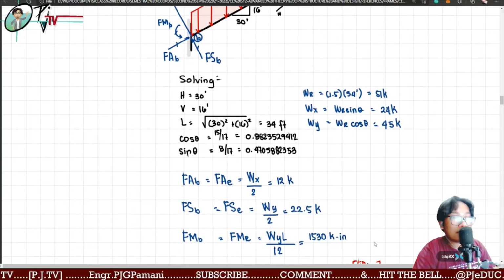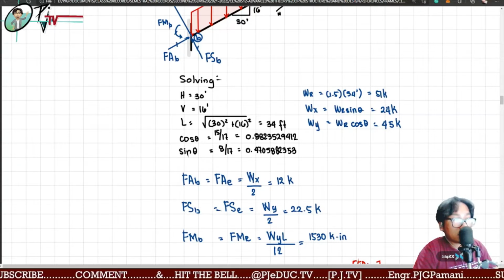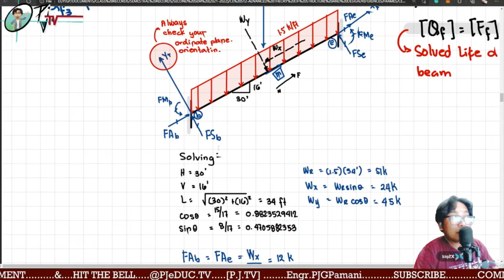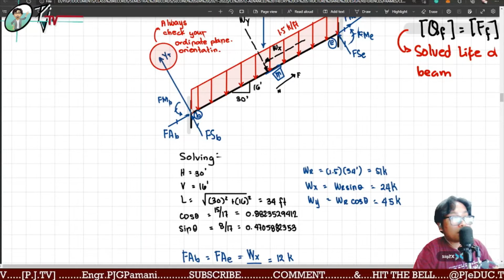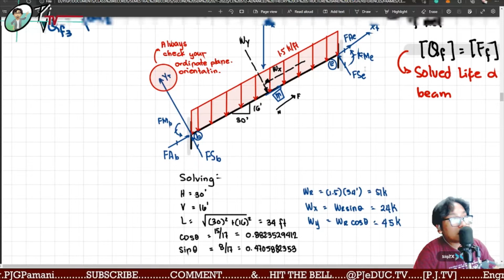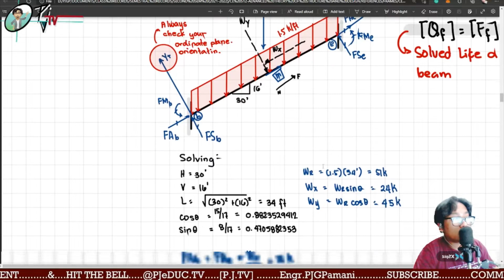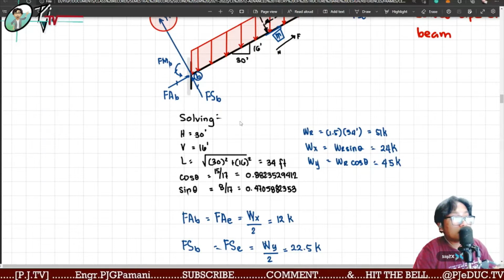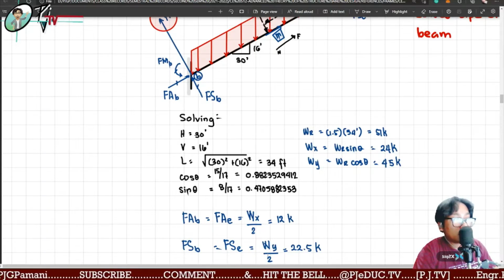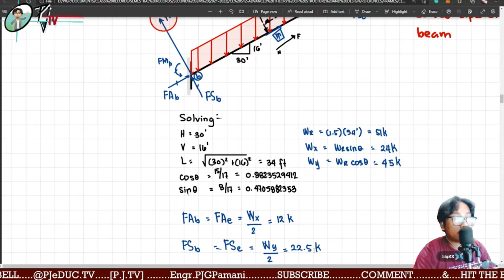Perform our fixed end moment analysis, solving FAB, or the actual force, on point B and point E. Dahil uniformly distributed naman siya, wala naman tayong ibang loads within the member, and our axes are positive x to that side and positive y upward, parehas na yung ating FAB at FAE. So divided by 2 yung ating WX, that is 12 kips. The shear FSB is equal to FSE, so WY over 2, that is 22.5 kips.